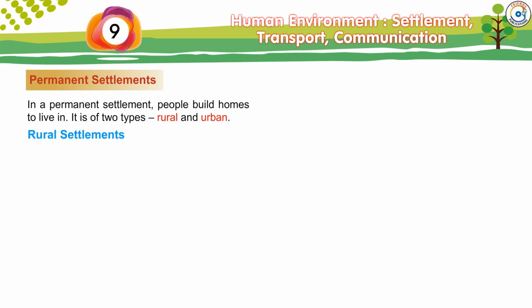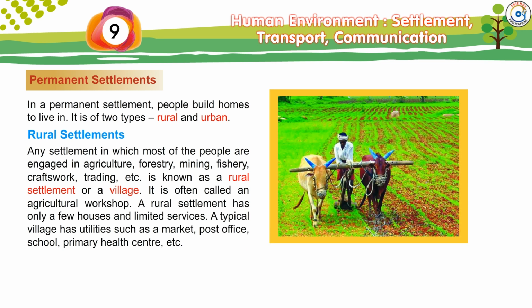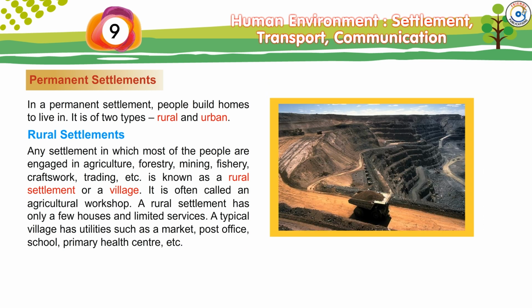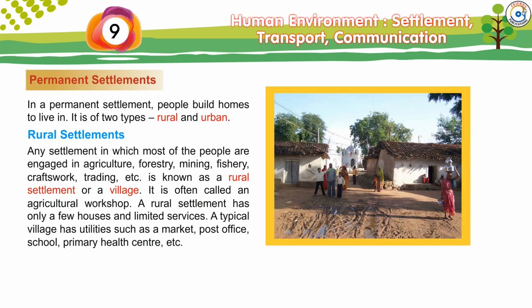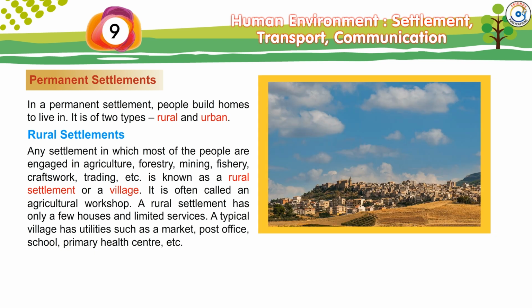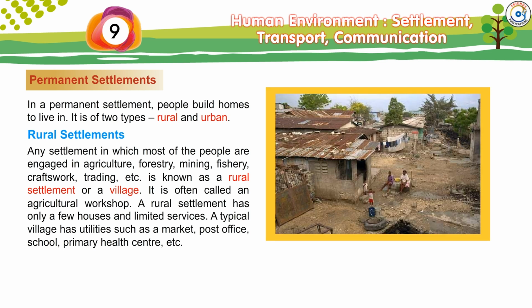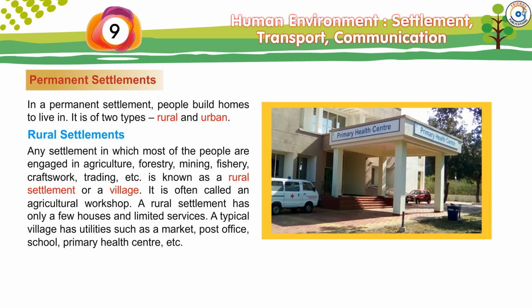Rural settlements. Any settlement in which most of the people are engaged in agriculture, forestry, mining, fishery, crafts work, trading, etc. is known as a rural settlement or a village. It is often called an agricultural workshop. A rural settlement has only a few houses and limited services. A typical village has utilities such as a market, post office, school, primary health center, etc.